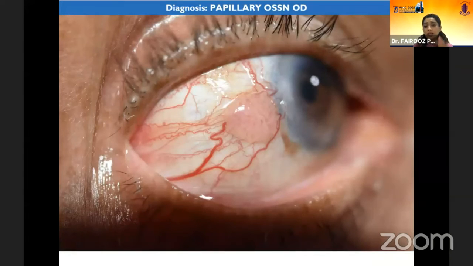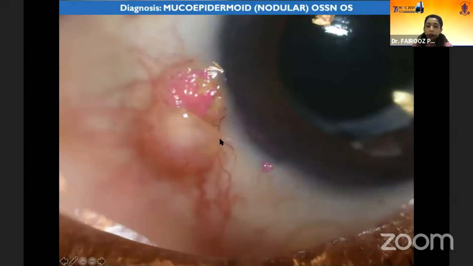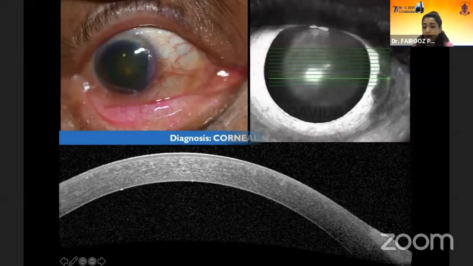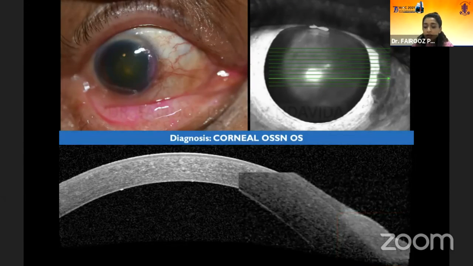So this is again an OSSN without any surface keratin. This is the papillary variant of OSSN, which is very, very papillomatous, but you can see the classical feeder vessels going to the lesion. Again, a very small lesion, which is quite nodular. This is a mucoepidermoid variant of an OSSN, which is quite aggressive. It can solely present as a corneal lesion, as in this case, where it is confirmed with an ASOCT, where you can actually see a pouting of the abnormal epithelium into the normal epithelium. And this is a corneal OSSN.